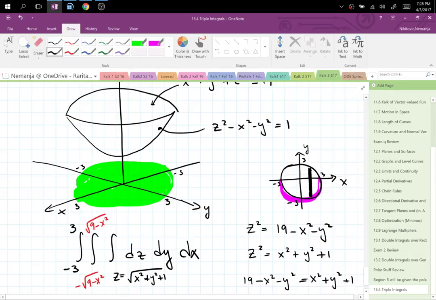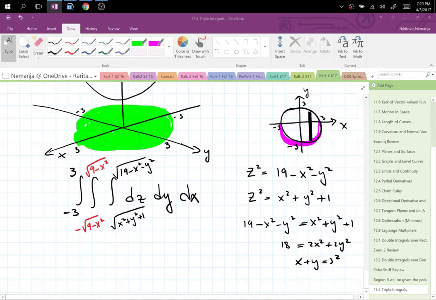And then the top. I don't need the z equals, I just write the square root. And then the top would be square root of 19 minus x squared minus y squared. So who wants to integrate this? No one. That's a very good answer. That's appropriate answer. No one wants to integrate this. This is not the integral to be computed in x, y, and z.